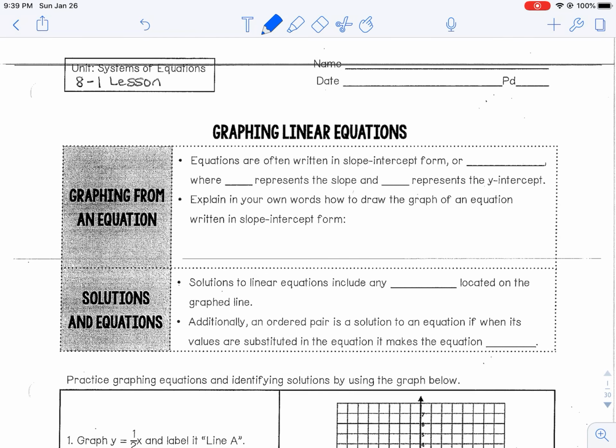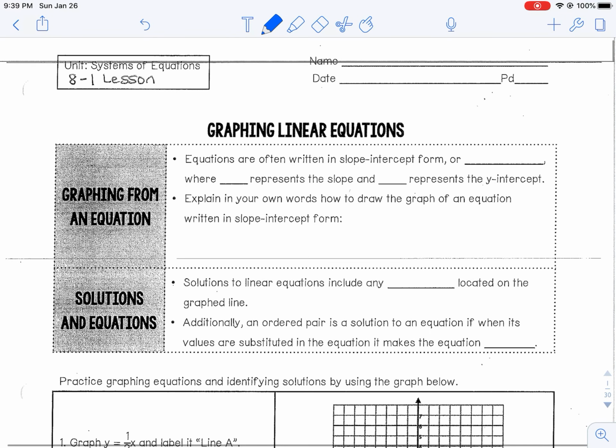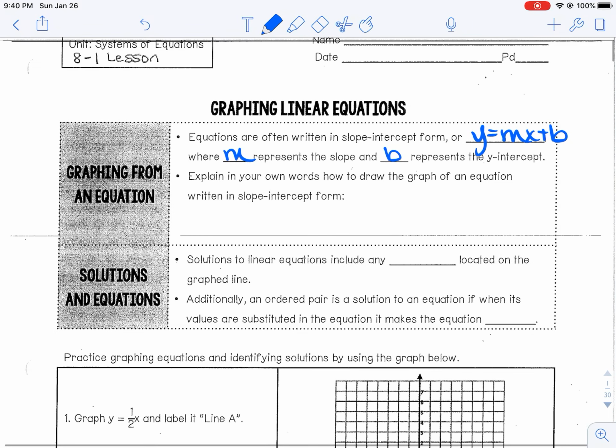Equations are often written in the slope-intercept form, or y equals mx plus b, where m represents the slope and b represents the y-intercept. Hopefully you remember that from, I don't know, a couple months ago, maybe November, December.